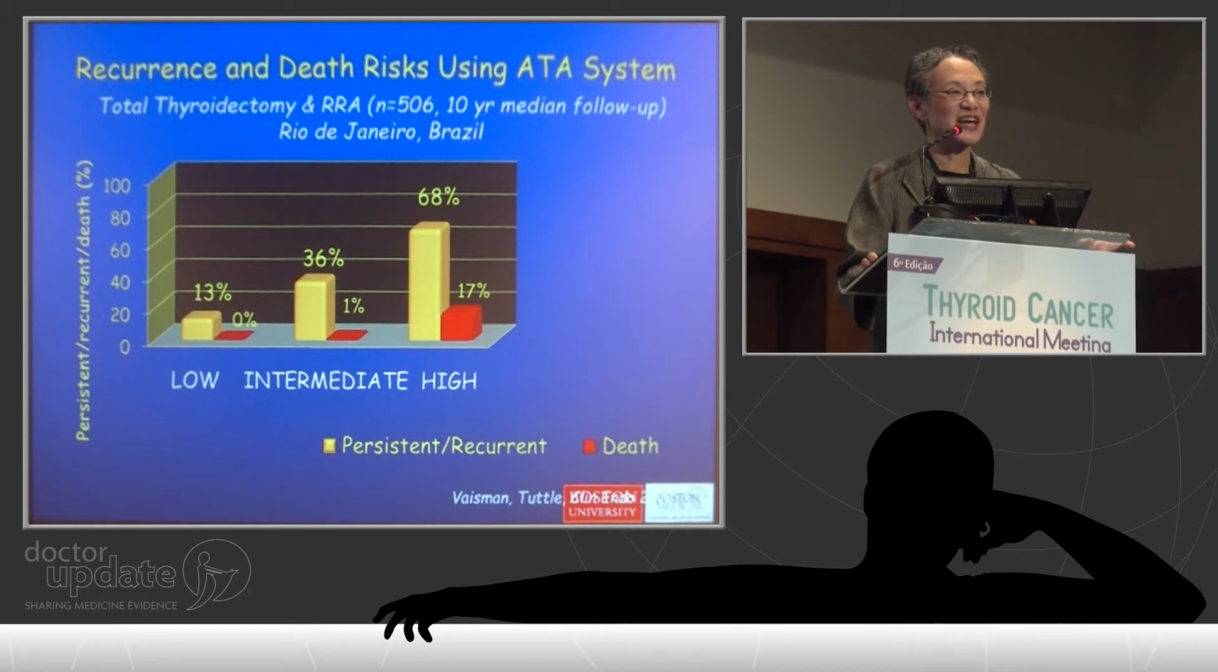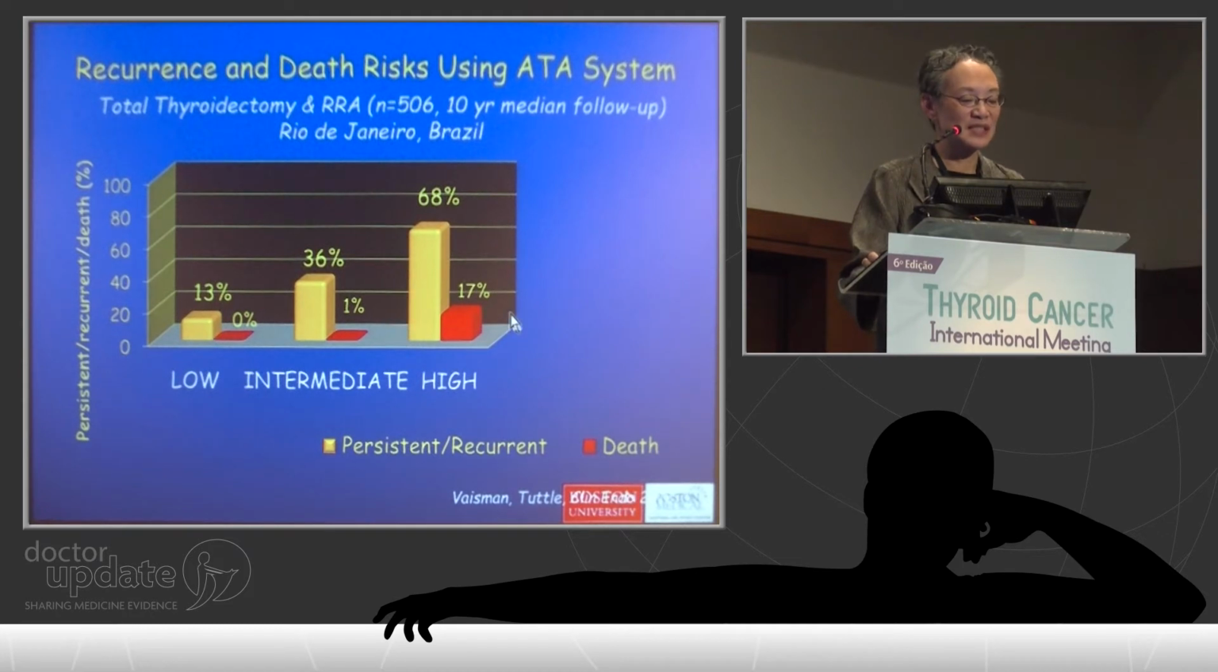I saw this yesterday. I actually heard a comment, so I need to comment more about it. If you look at Dr. Weisman's studies, if you look at the ATA risk low, intermediate, and high, the risk of recurrence goes up. So 13% in the low risk, 36% in the intermediate risk, and 68% in the high risk. And I sort of heard a comment: how could low-risk patients have a 13% risk of recurrence?